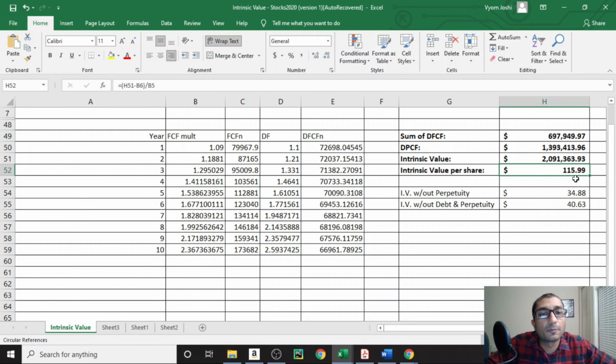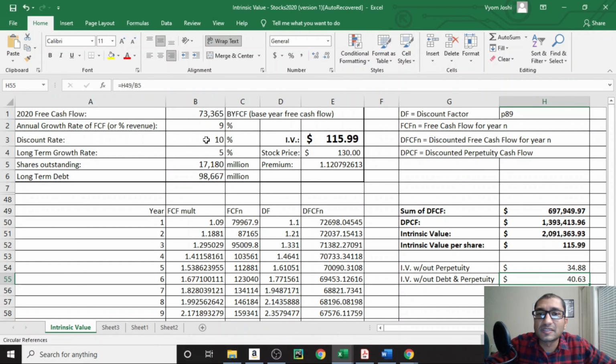Now, if you disregard the perpetuity component, in other words, if you think that Apple is only going to grow for the next 10 years and then it'll cease to exist, then we get the intrinsic value without the perpetuity to be about $35 per share. And if we disregard both the debt and the perpetuity, then we get the intrinsic value without the debt and perpetuity to be about $40 per share.